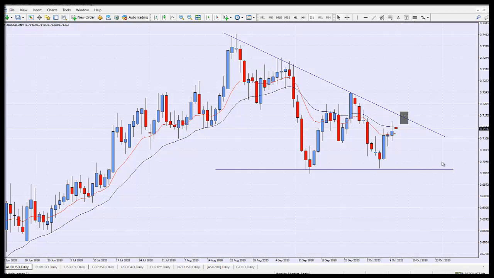So I'm just going to put a mark there to remind me. If I see that throughout the week, I will definitely call it out. Okay, that's the Aussie US dollar this morning.